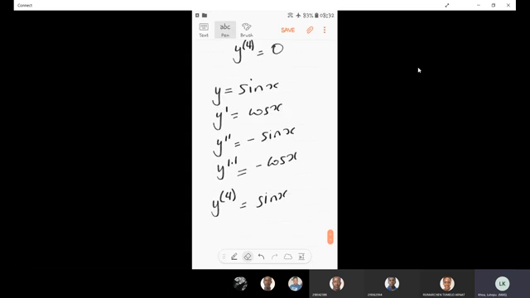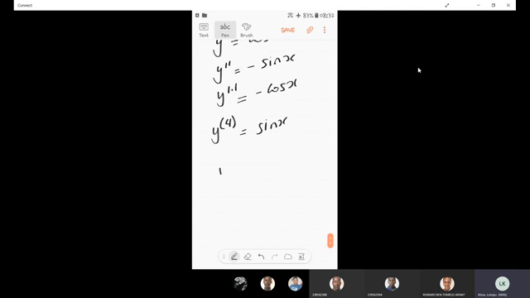Then you can try this one, y is equal to ln of x. See what the pattern is, if there is one at all. Okay, so that's just on higher orders. Higher orders just mean keep differentiating.